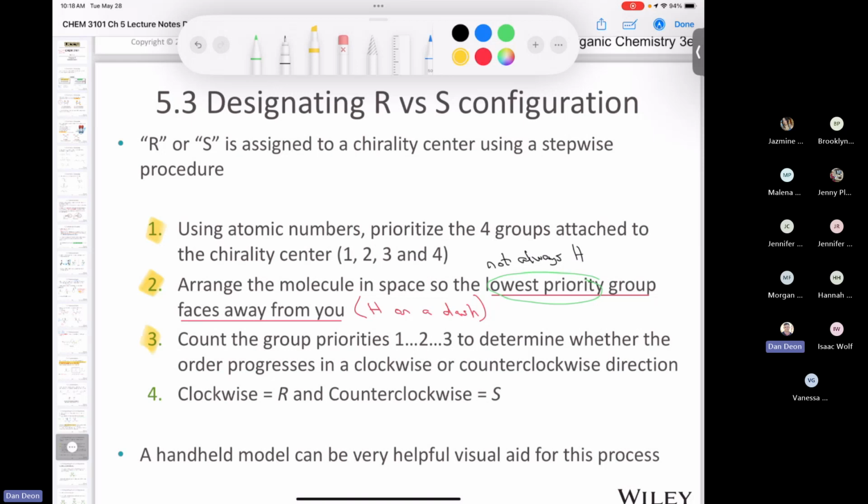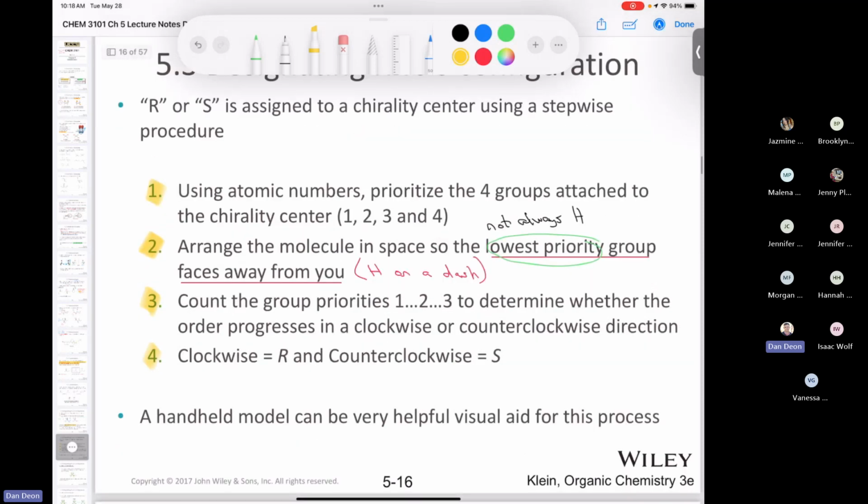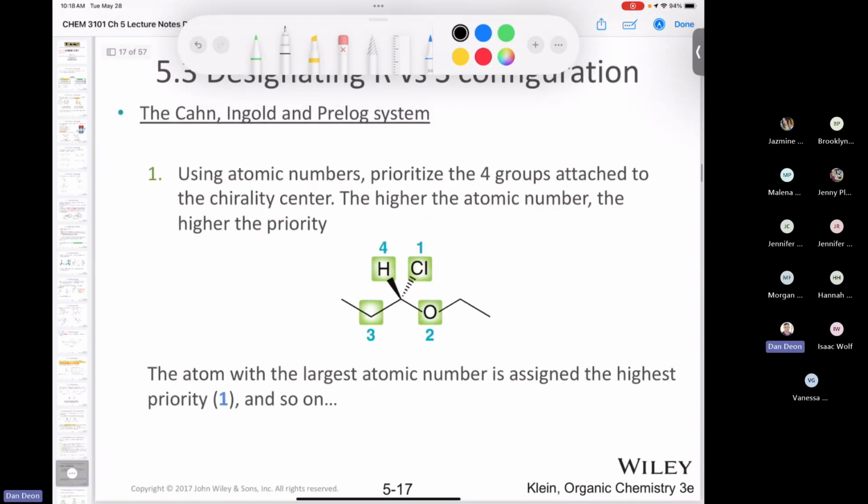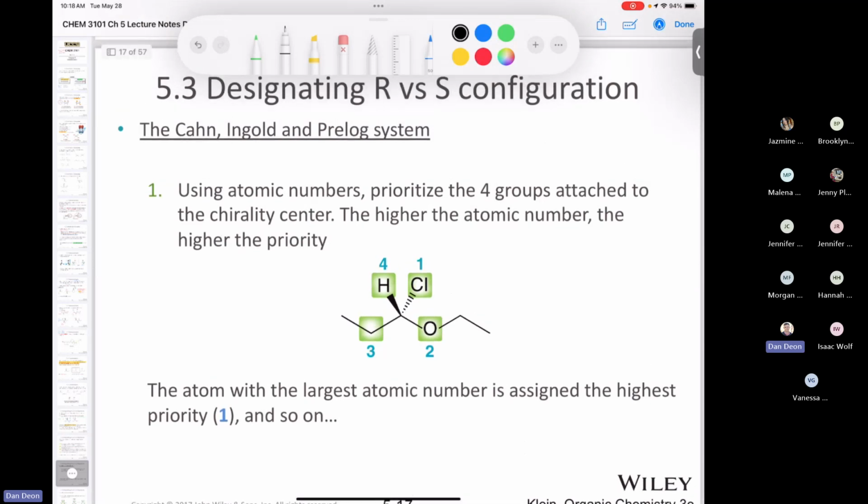Then the next one is you count the groups going from 1 to 2 to 3 around the stereocenter. If it's going clockwise, it's R. If it's going counterclockwise, it's S. And of course, models can be really handy. So if you're wondering where the R and S come from, the R is from the German for rectus, which is going to the right, and S is for sinister, which is left, okay? Anyhow, so with that in mind, this is kind of a crappy example for them to put in the textbook because they gave you one where the hydrogen is coming out in front, okay? But we'll use it anyway.